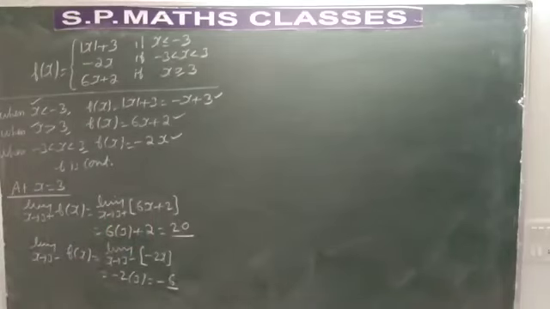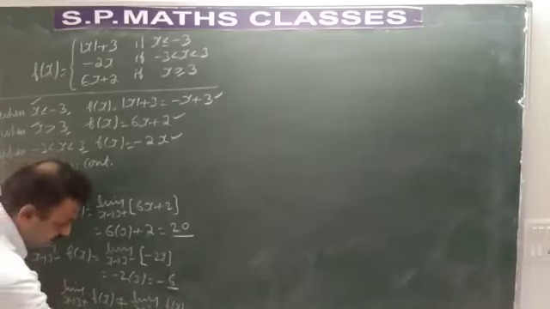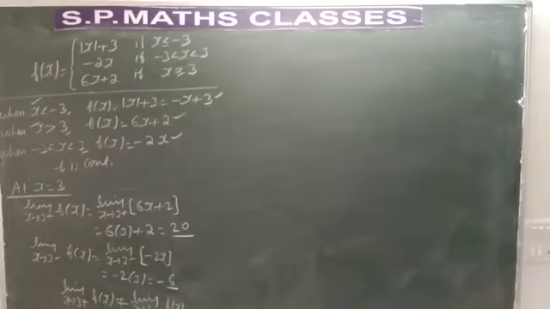So what happens now? Right hand limit is 20 and left hand limit is minus 6. So what is your conclusion? Limit as x tends to 3 plus of f of x is not equal to limit as x tends to 3 minus of f of x. So f is not continuous at x is equal to 3. So one point is clear now. I think you have understood this particular concept now.